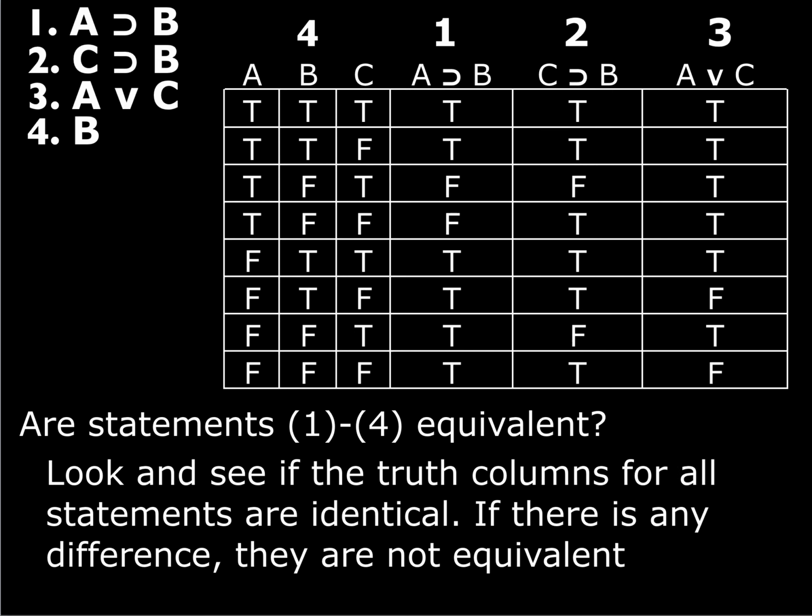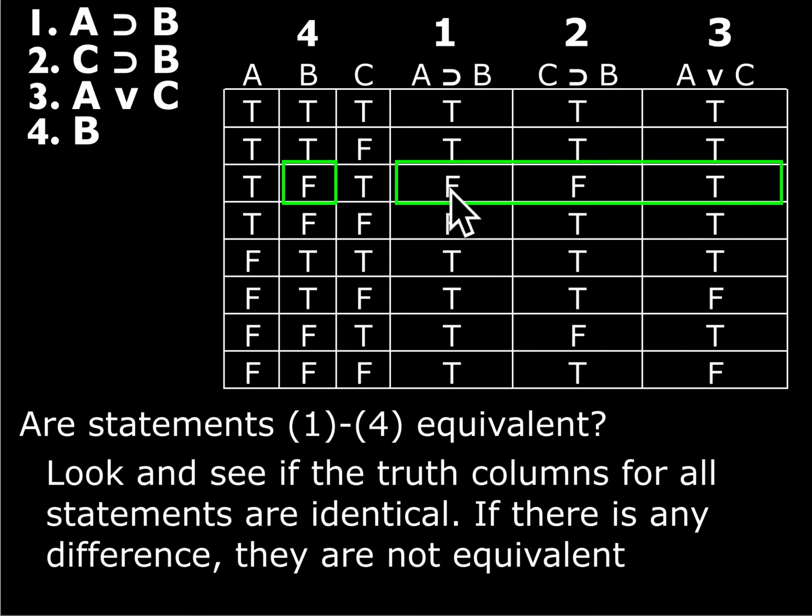So you just look and see if the truth columns are identical. Or another way of stating it, look and see if there's any difference anywhere. And look, I've put a green box around those statements on row 3. You can see there's a difference. These are false, but statement 3 is true. It only takes one row where there's one difference in truth value to ruin the equivalence.